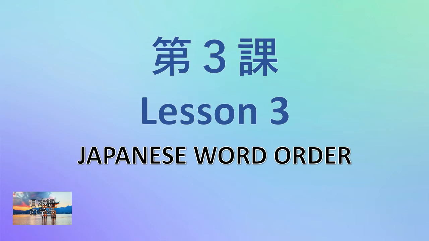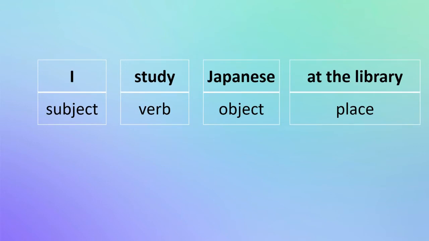Today's lesson is about the Japanese word order in sentences. As you can see, in English, sentences have certain word arrangements that must be followed for them to be understood clearly and precisely. For example, as you see here, the common word arrangement is subject, verb, object, and of course, we can add the place. I study Japanese at the library.